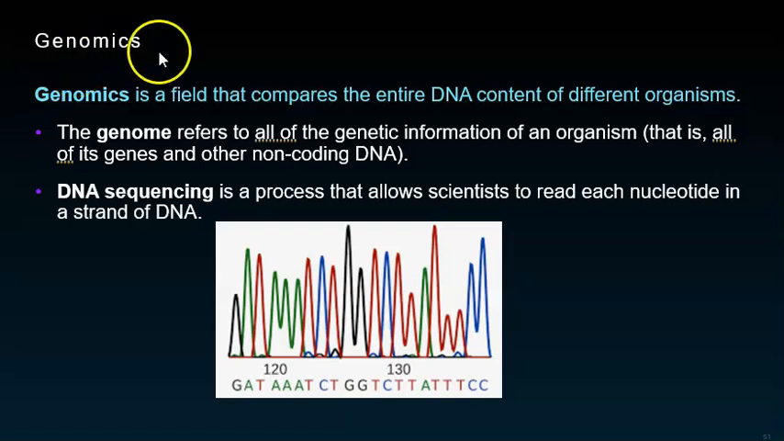So genomics is when we're talking about the field that's comparing the DNA of different organisms. And the genome is talking about all of the genetic information in one organism. DNA sequencing is a process that allows scientists to read each nucleotide in a strand of DNA. So that makes sense. DNA sequencing, you're looking for the sequence of nucleotides in your DNA.